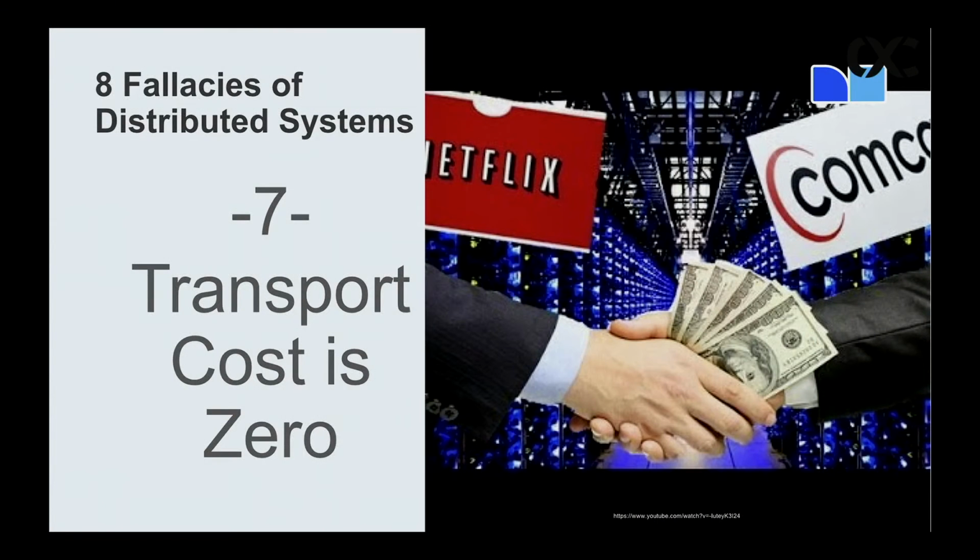The seventh fallacy is that transport cost is zero. In 2014, Netflix paid both Comcast and telecom providers like AT&T and Verizon to use their networks. Well, it was not to say that this should give them better access, but it was just to share the costs. And it all adds up.